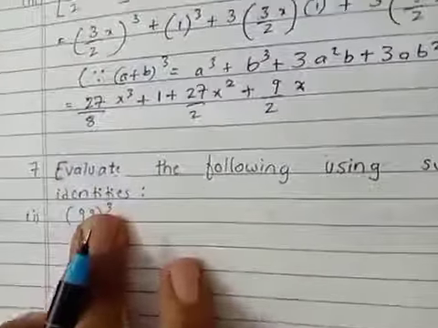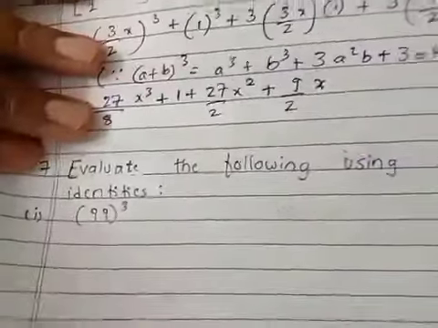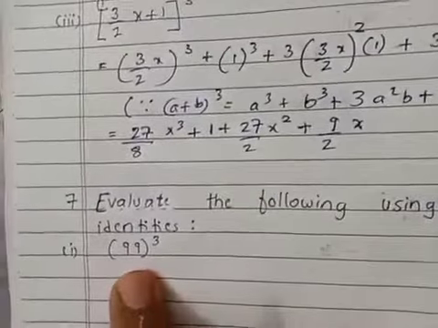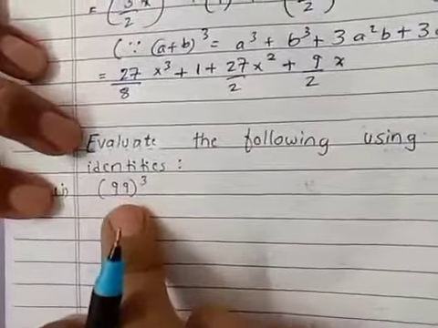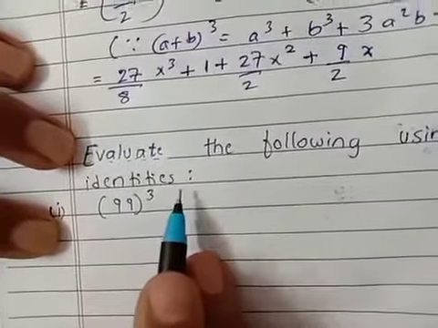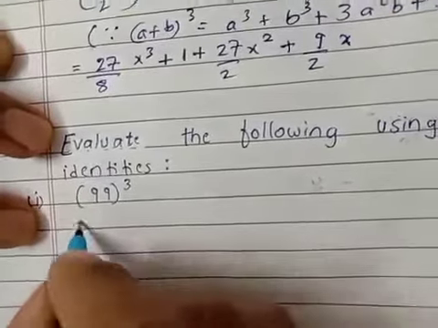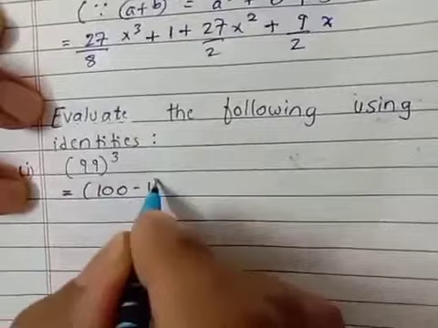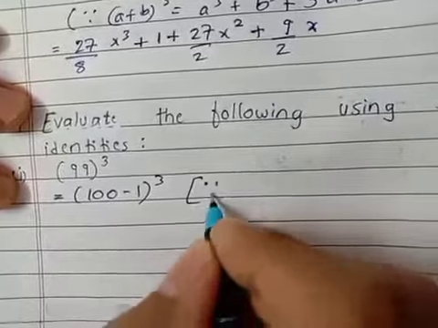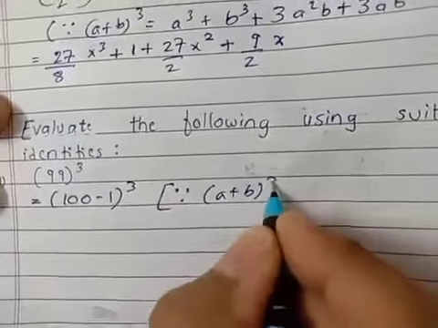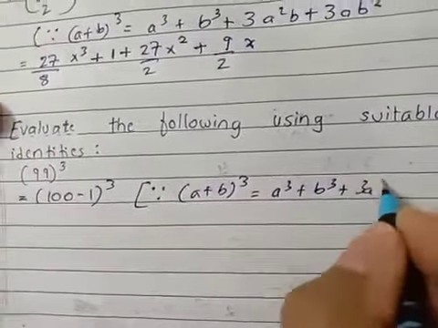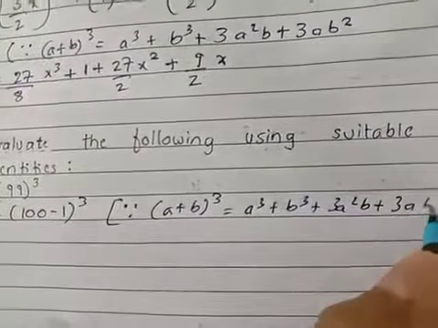Now let's evaluate the following using suitable identities. 99 cube. So 99 cube can be written as 100 minus 1, so it will be (a + b) or (a - b) the whole cube. So this can be written as (100 - 1)³. Why did we write this? Because we want it in the form of (a + b)³, which is a³ + b³ + 3a²b + 3ab².